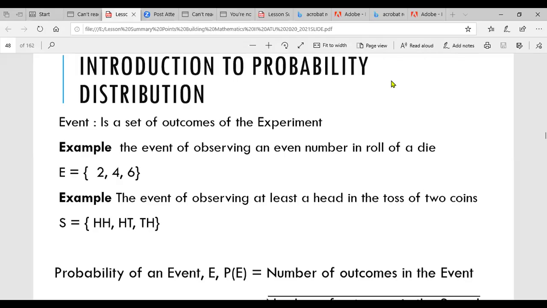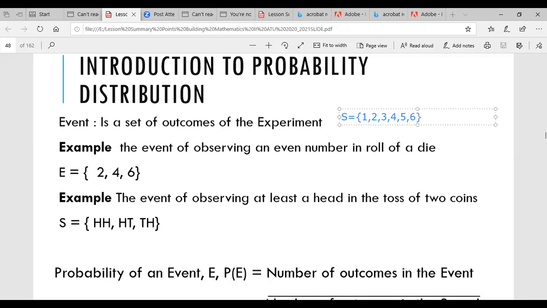The next thing we are looking at is an event. When we say an event, we are looking at a particular set of outcomes in an experiment, usually of interest to us. So let's say we rolled a die. If we roll a die, then our sample space will be the set 1, 2, 3, 4, 5, and 6.